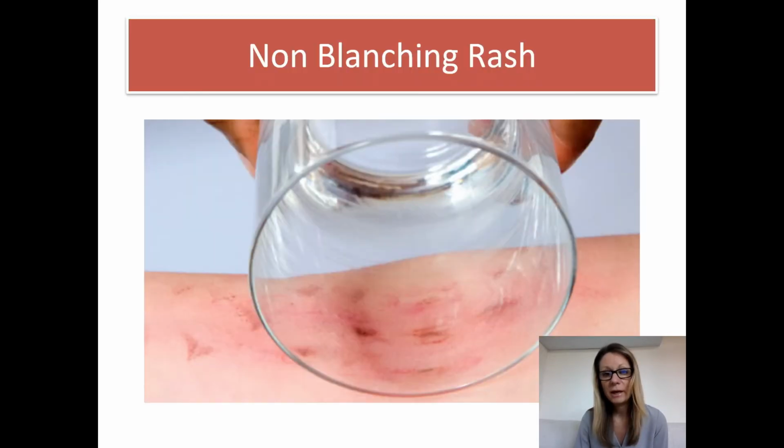A non-blanching rash is a rash where if you press it, it does not disappear. So we often use a glass to do this test because you can see through it, and it's often referred to as the tumbler test or the glass test. If anybody has a non-blanching rash, this could be a sign of sepsis, blood poisoning, and urgent referral is required, preferably to A&E, depending on what other symptoms they have.